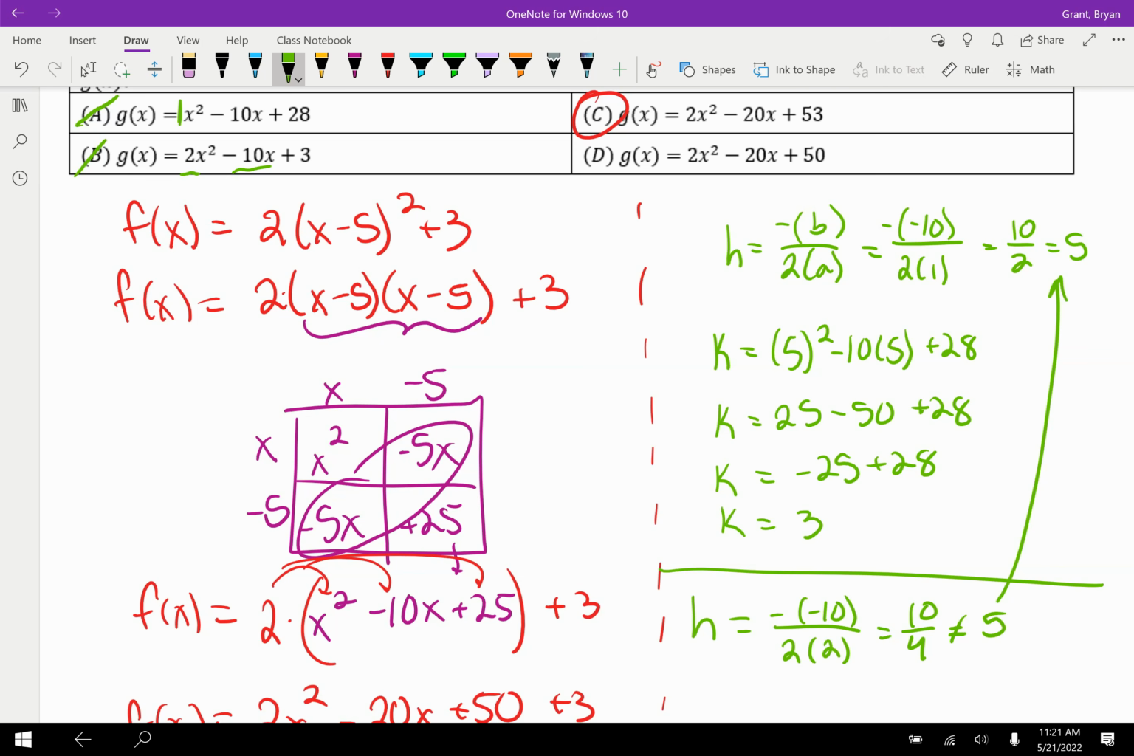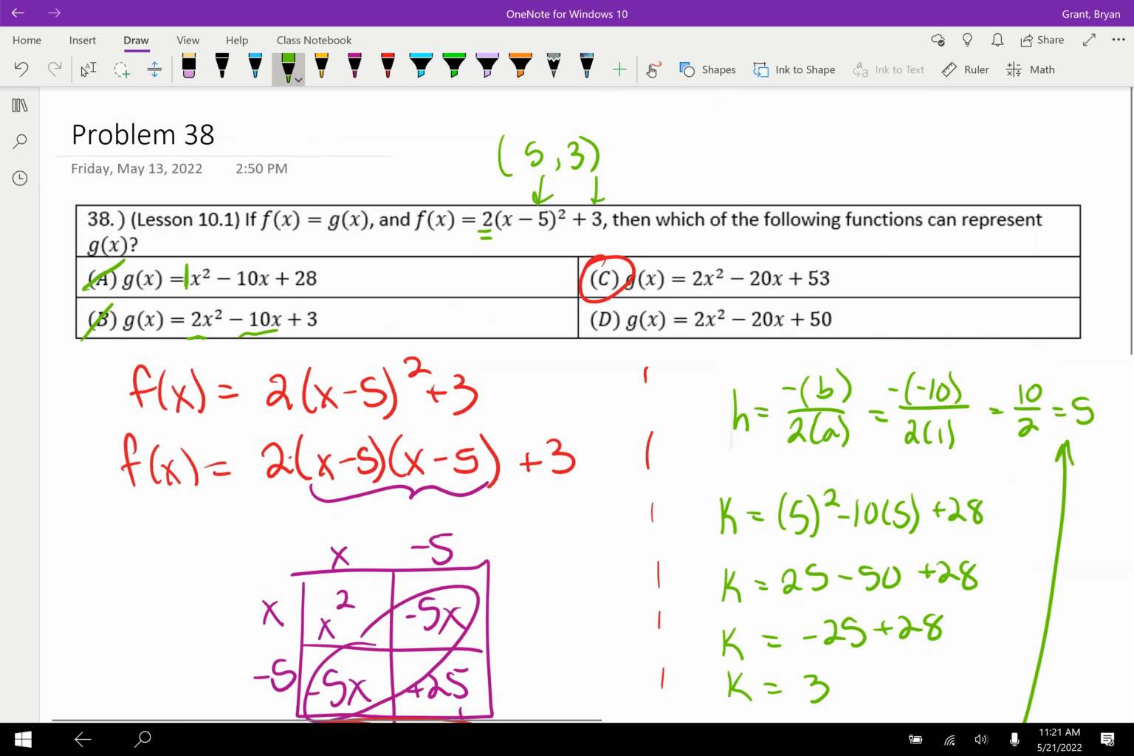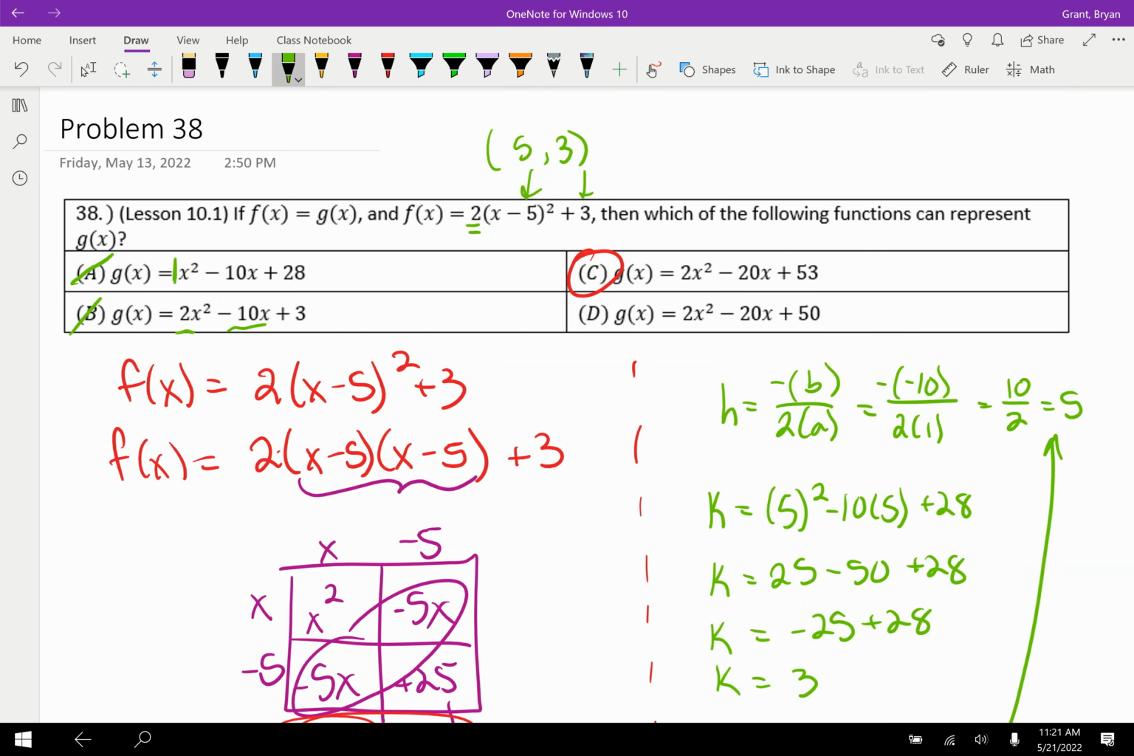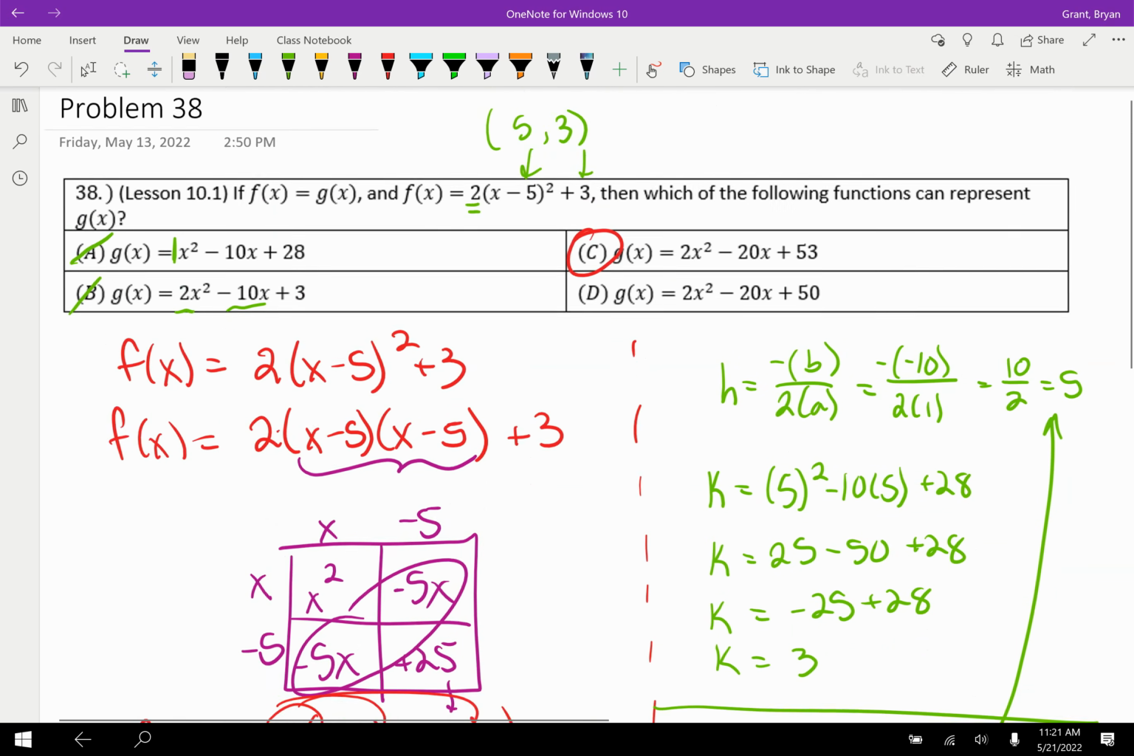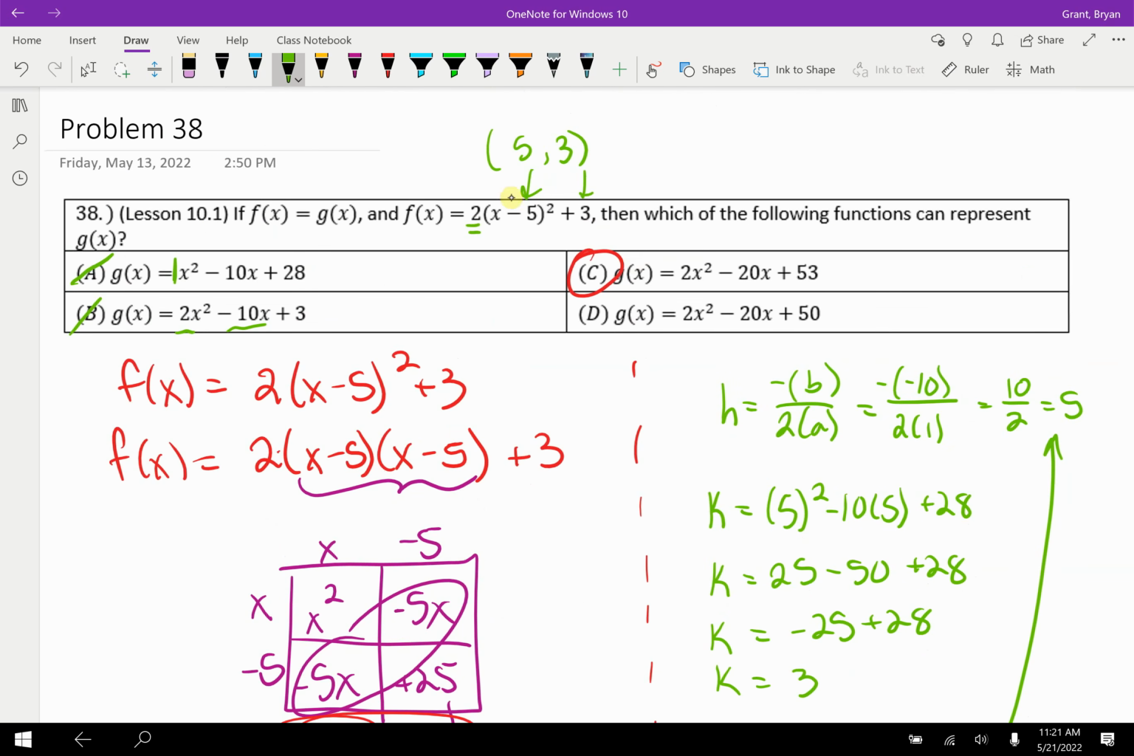So you could find the vertex for each one and see which one matches the vertex up above. C will work, I promise. Regardless, the way they probably want you to do it is multiply everything out, but you could also find the vertex for each one, see what matches, but don't forget to check that a value as well.